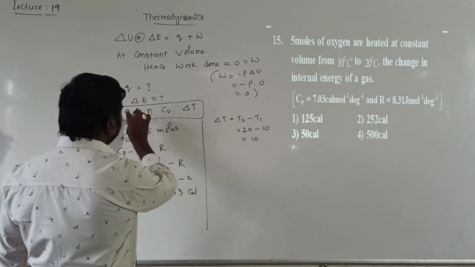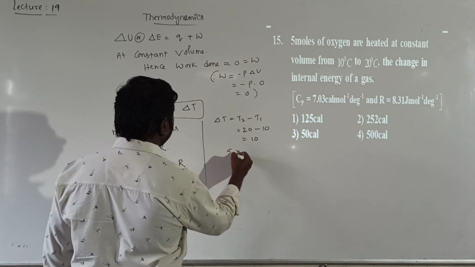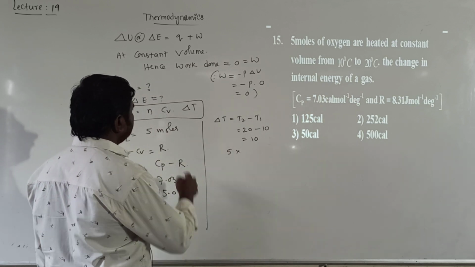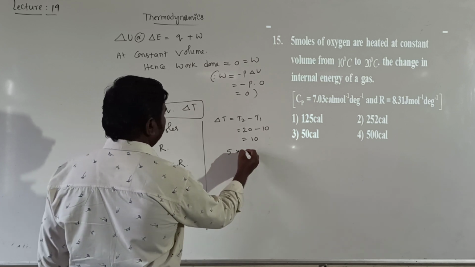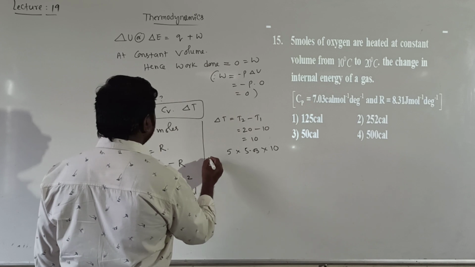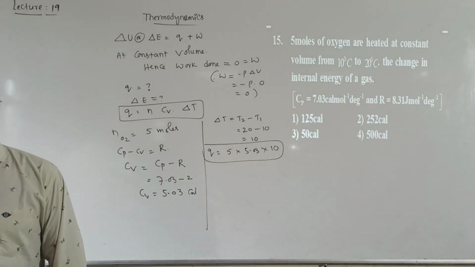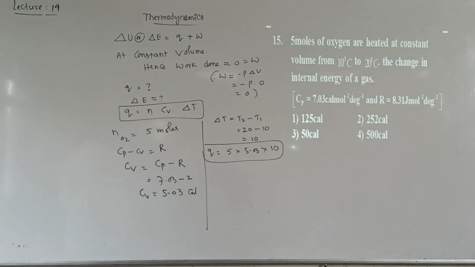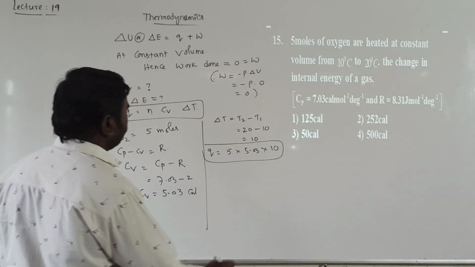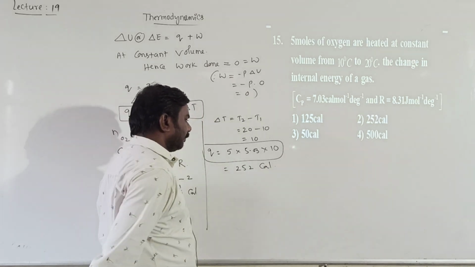So substitute all values, you will get the Q value. Q means n is 5 into, next Cv is 5.03 into 10. So you will get Q. Getting, students? How much will you get there? Q will be 252 calories. 252 calories you will get.